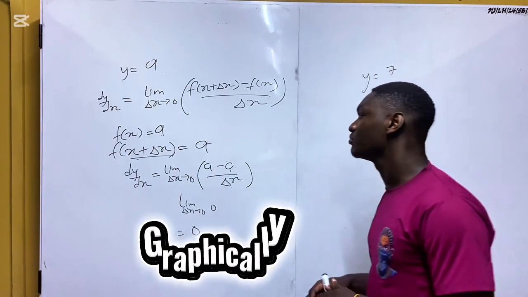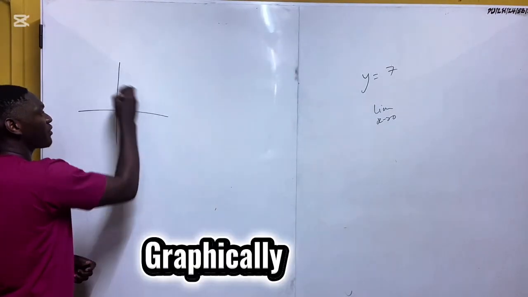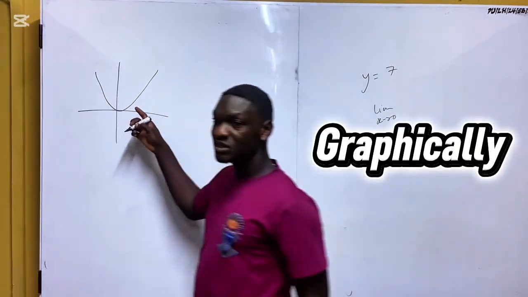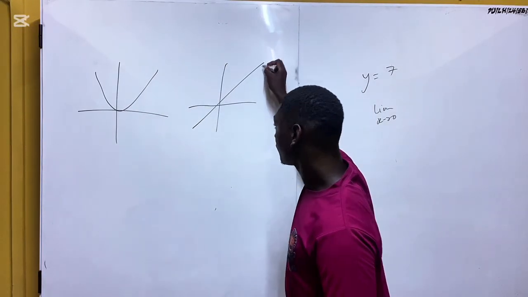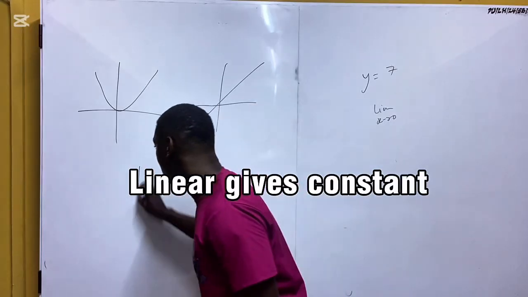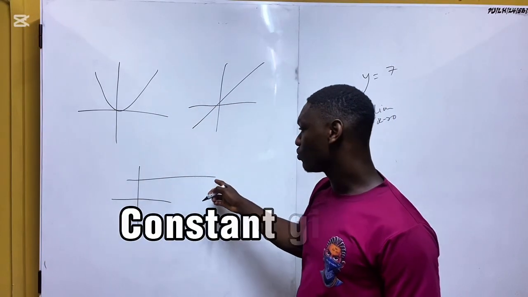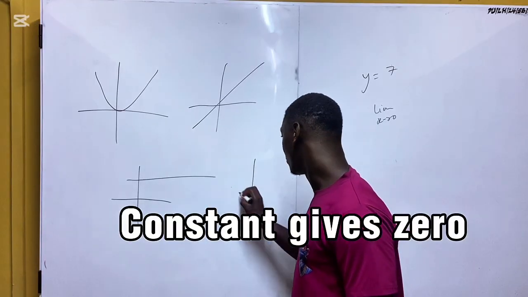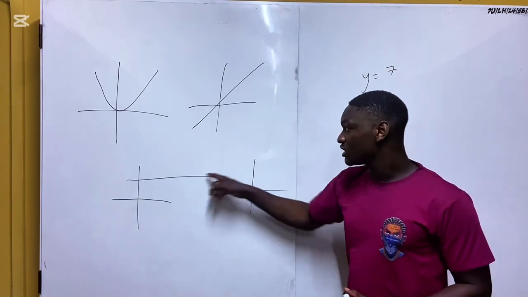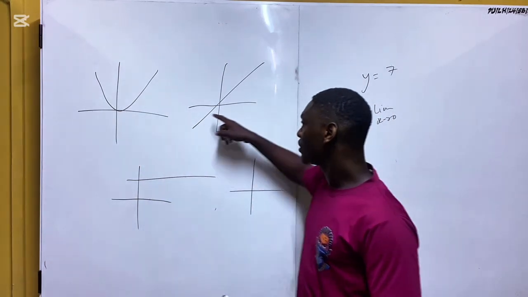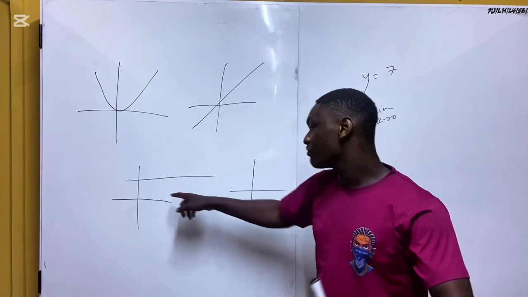You can also take it from the graph. When you draw a quadratic graph, the differential of a quadratic graph gives us a linear graph. When I differentiate a linear graph, I get a constant, which is like this. So when I differentiate a constant graph, what do I get? I get 0. Alright? So when you differentiate a constant, you get 0. Differentiate a quadratic curve, you get a linear curve. Differentiate a linear curve, you get a constant curve. Differentiate a constant curve, and you get 0.